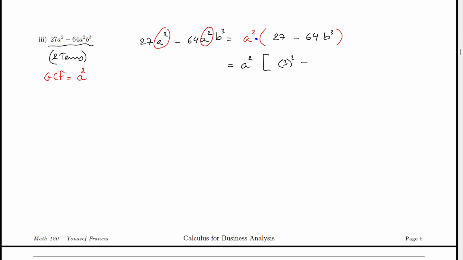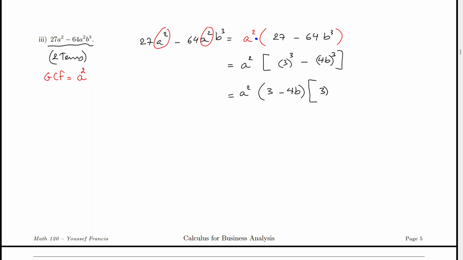And actually, 64b cubed is the cube of 4b. So the quantity 4b, when cubed, will be 64b cubed. And again, this is a difference of cubes. So again, we can use the formula like we did in the previous problem to write down a squared on the outside, then the 3 minus 4b.